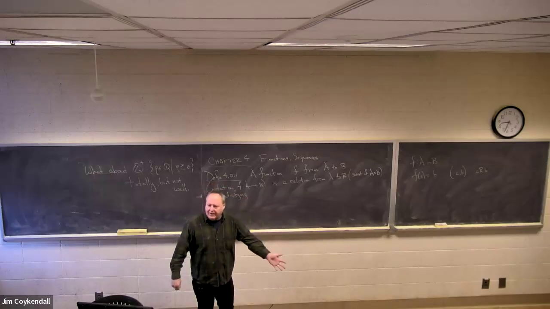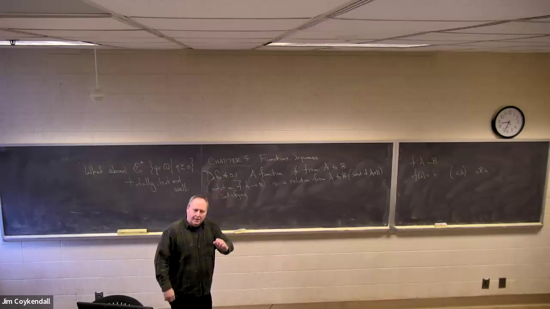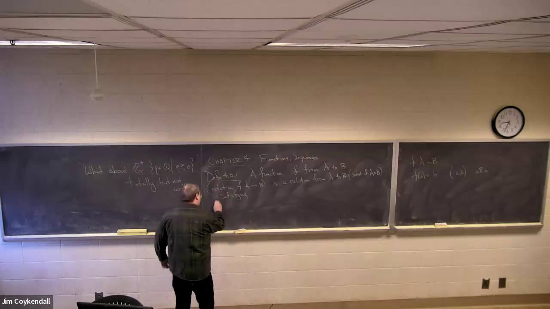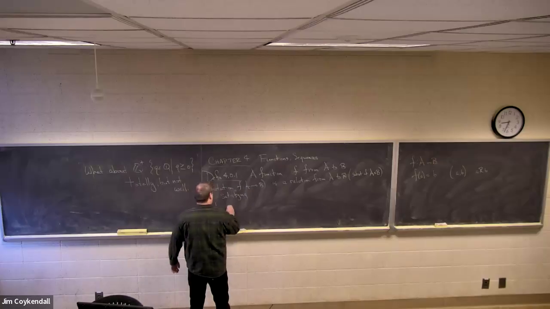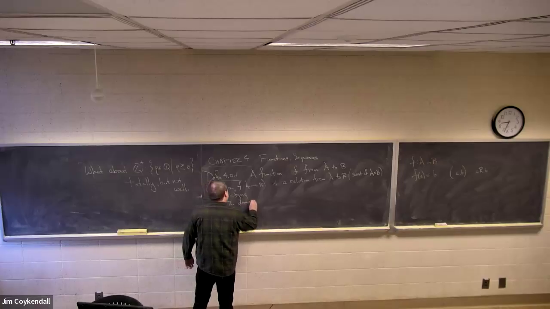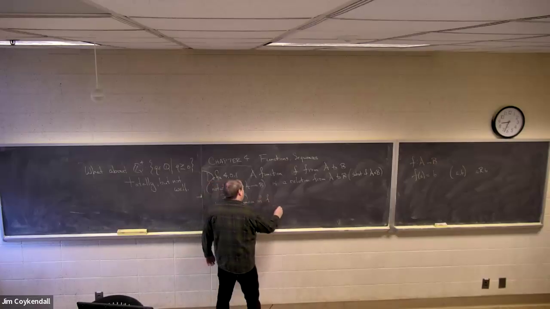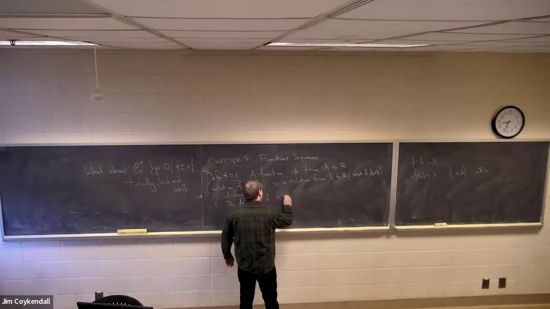So it is a subset of A cross B, but I've got a couple of rules. Number one, the domain of f is precisely A.